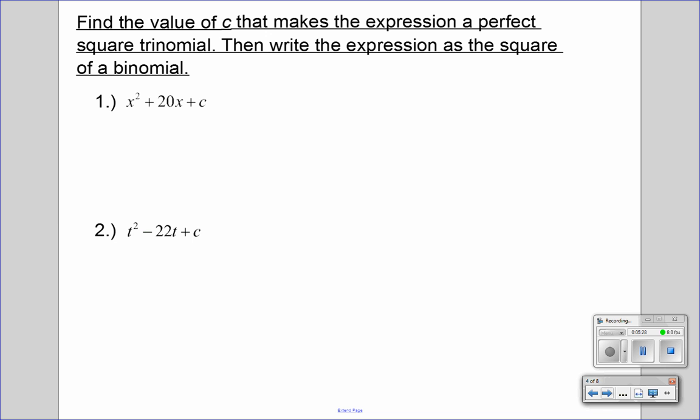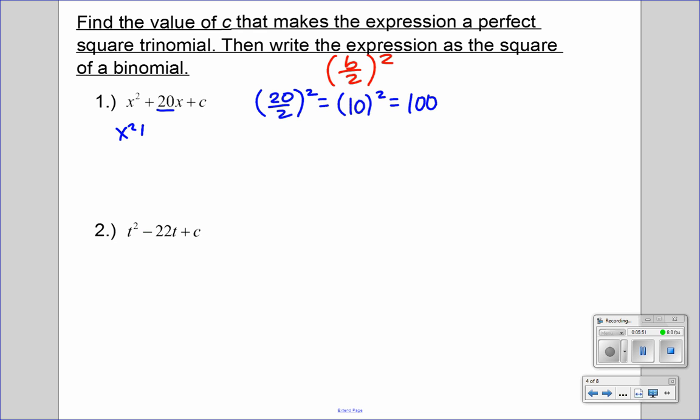Now there's a way to do this. There's a formula for completing the square, and that's (b/2) squared. That's going to help us find the value of c. In this case, our b is 20. So we can do (20/2) squared, which is 10 squared, which is 100. So our c value is going to be 100, and our square of a binomial is going to be (x + 10) squared.